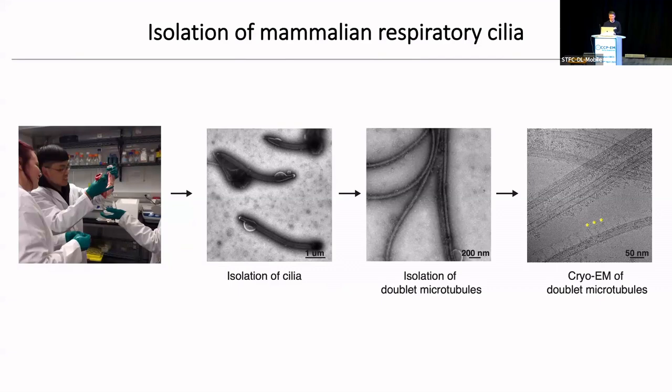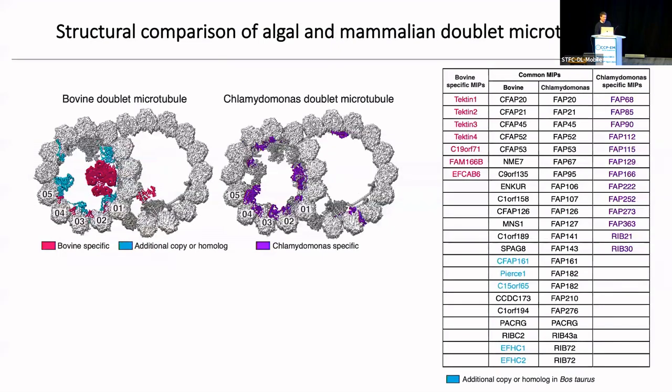But anyway, once we had these tracheas, we could just brush off the cilia, demembranate them, isolate the axonemes, and then splay them apart into doublet microtubules. And this worked really well. And we were able to resolve the structure of the bovine doublet microtubule. And then we can compare that to the Chlamydomonas structure. And this was great because it helped to identify proteins in common. And these are likely important for fundamental ciliary motility. But we could also identify bovine and Chlamydomonas specific proteins.